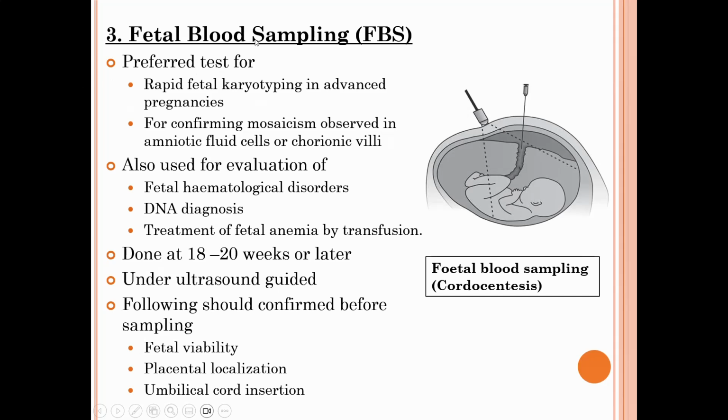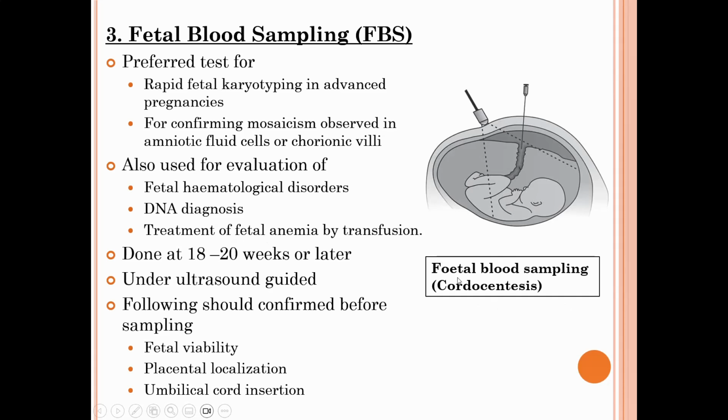Then third one is fetal blood sampling. So we started with amniocentesis, then there was chorionic villus sampling, and third one is fetal blood sampling. So here preferred test for rapid fetal karyotyping in advanced pregnancy, for confirmation of mosaicism observed in amniotic fluid cells or chorionic villi. Also used for evaluation of fetal hematological disorder such as hemoglobinopathy, sickle cell anemia for example. Then it can be for DNA diagnosis or treatment of fetal anemia by transfusion.